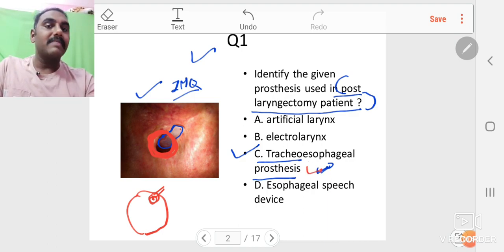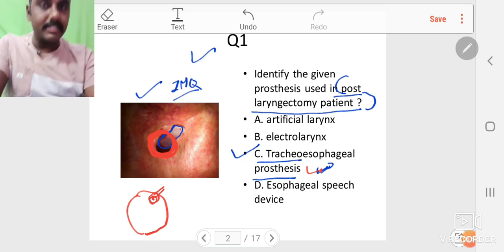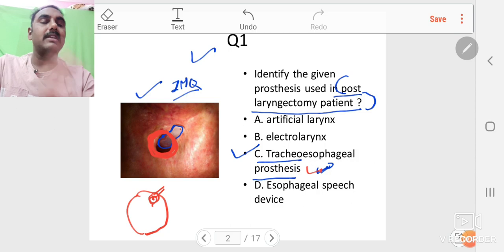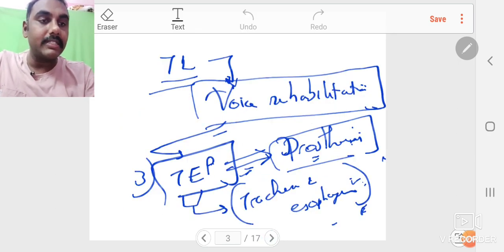So the answer is tracheoesophageal prosthesis, and as I explained previously, there can be a complication, a leak of food particles through the trachea also. But this is an artificial tracheoesophageal prosthesis, the answer is option C. Coming on to the next one.